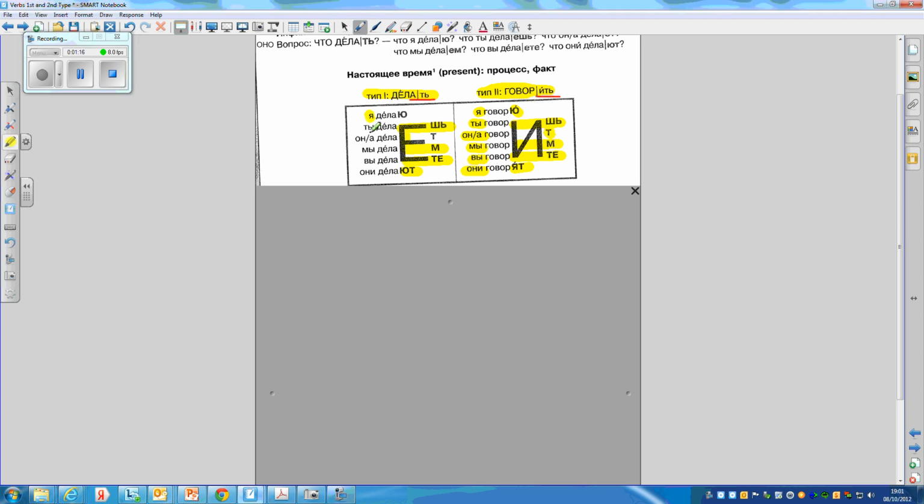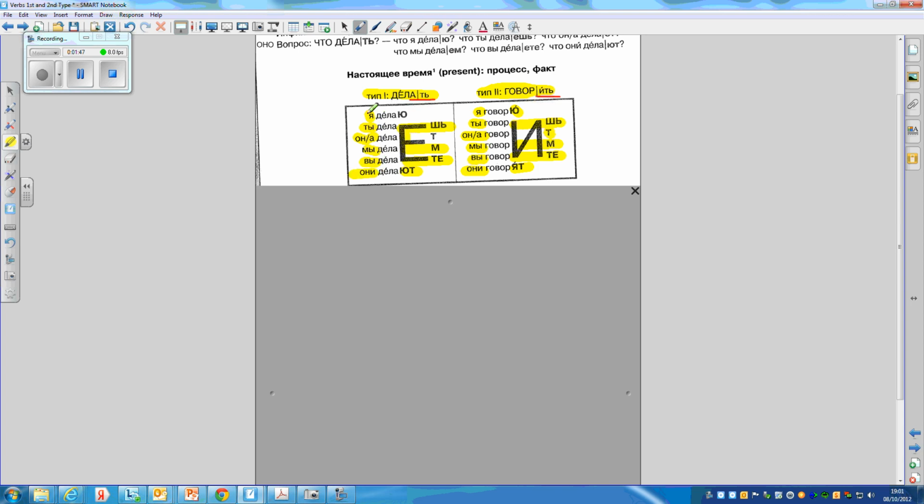So what is a pronoun? A pronoun in Russian is the same as in English. It's something that you use instead of a noun. Я, or I; ты, you; он, he; она, she; мы, we; вы, you, plural or polite form; and они, they.